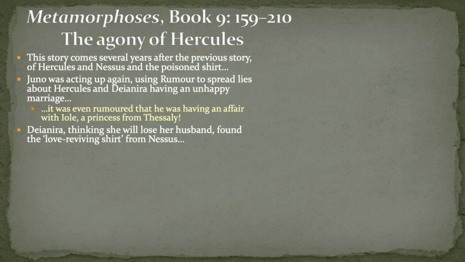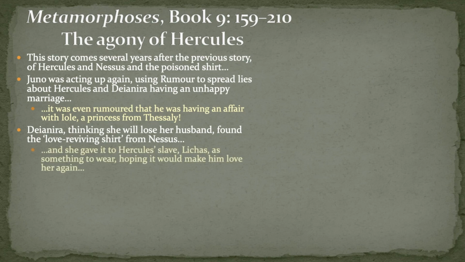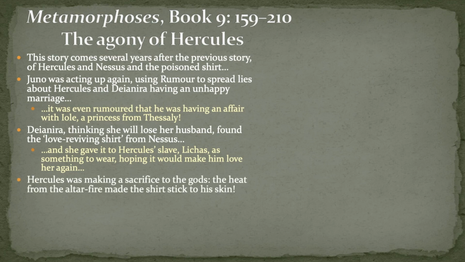spent with Nessus. However, she doesn't know that it's poison, and she gives it to Hercules' slave Cacus, so that he will give it to Hercules as something to wear, hoping that when Hercules puts it on, it will make him love her again. Unfortunately, it doesn't do that. Hercules puts it on, and he's making a sacrifice to the gods, and the heat from the altar fire makes the shirt stick to his skin. And that's when the agony of Hercules starts. The poison seeped into his skin, making it burn and blister.